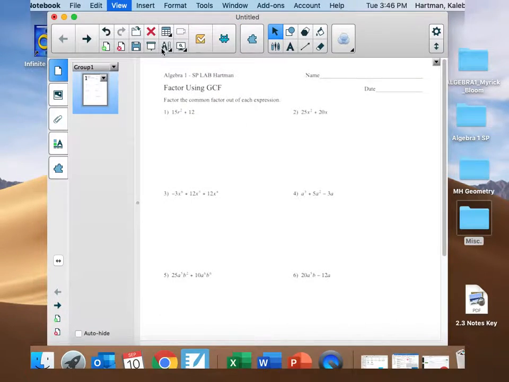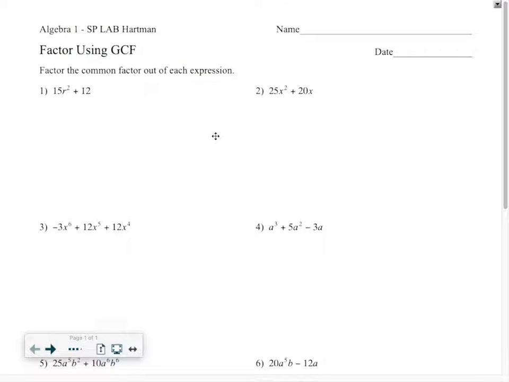Hello everyone. I decided to do a few of these problems here on the worksheet for you all, so if you're having a tough time on it, you can use these ones as a reference.